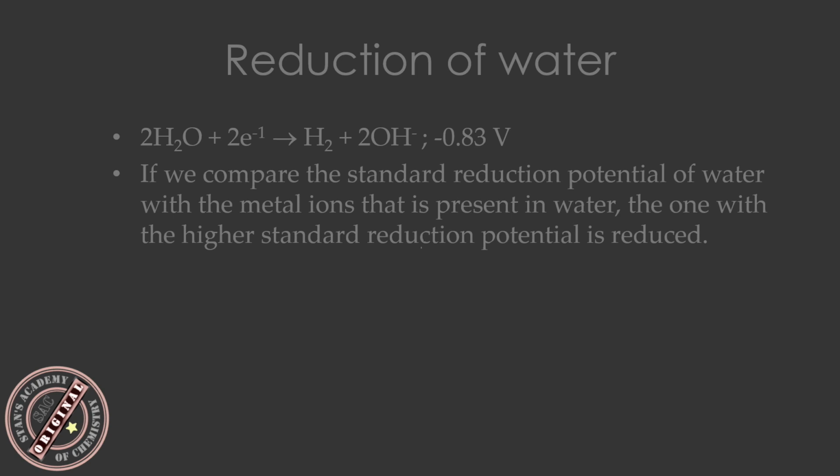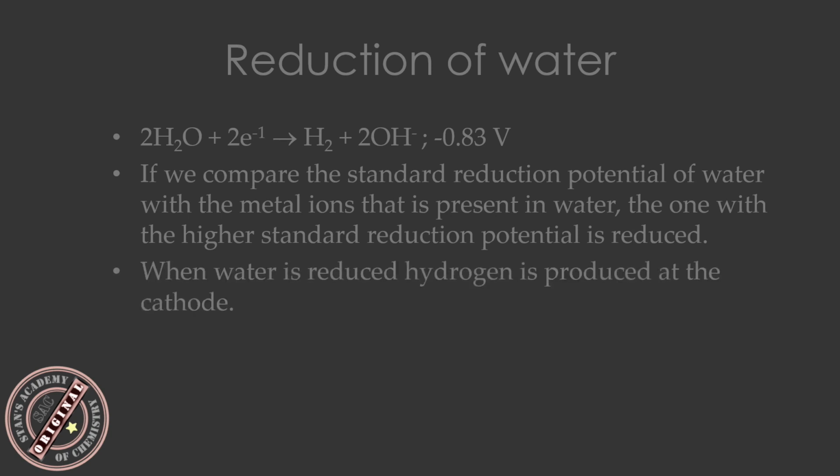Now, if we compare the standard reduction potentials of water with the metal ions that are present in water, the one with higher standard reduction potential is reduced. So we're going to look for competition. There are two substances present in water: the positive ion, which likes to be reduced, and water, which likes to be reduced. If the metal has a higher standard reduction potential value, then that metal will be reduced. If that's not the case, water will be reduced.